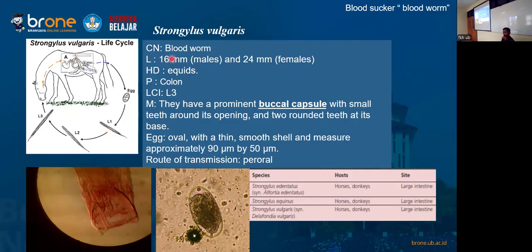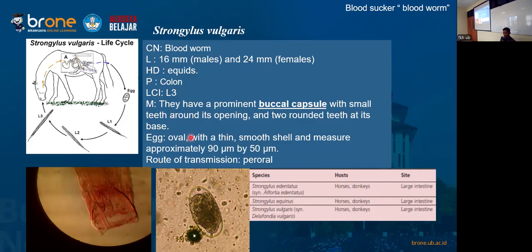The common name of this Strongylus vulgaris is bloodworm. Why is the common name bloodworm? Because it sucks blood. And the female is bigger than the male. The definitive host is equids, the predilection is the colon, and L3 is the infective stage. They have a prominent buccal capsule with small teeth around its opening and two rounded teeth at its base. This one, this is the rounded teeth.